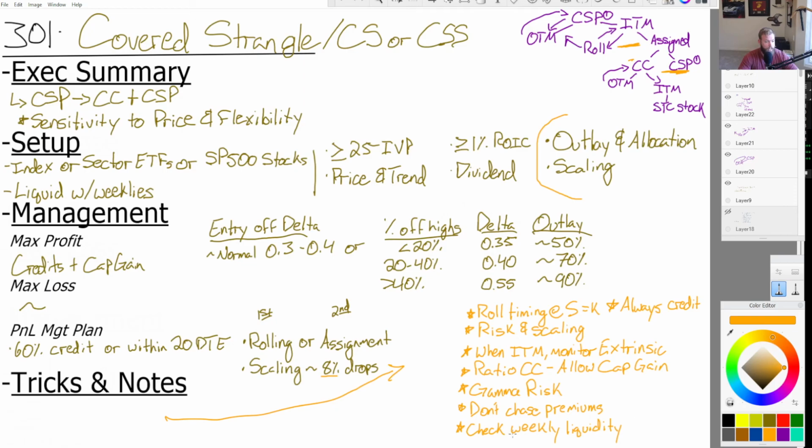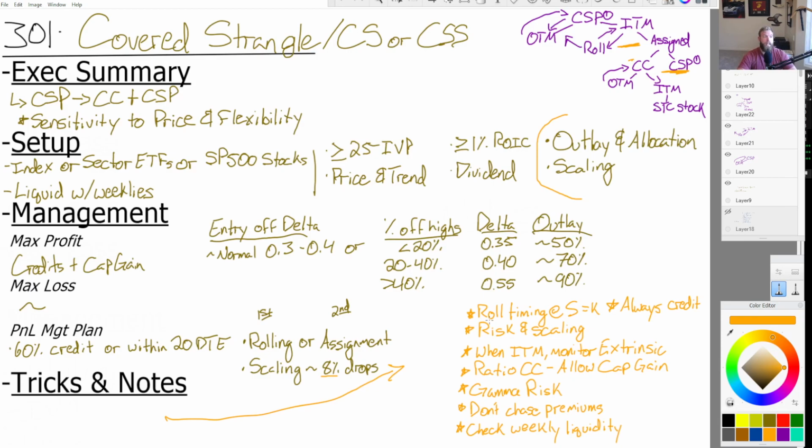The last one is make sure you check your weekly liquidity. I mentioned that, but liquidity is going to be king, especially because when we're rolling, I prefer not to roll super far out in time. I like to roll out as little in time as possible while collecting a credit, while ideally being able to adjust my strike at the same time.